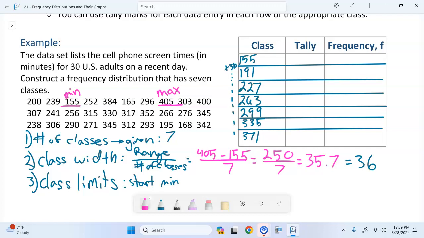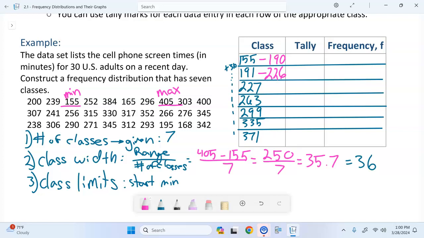Now we need our upper class limits. So our first group starts at 155, and it needs to go all the way up to the second group. The second group starts at 191. So where does our first group need to end? One before. At 190. And we can keep doing that and say, okay, the third group starts at 227. The second group needs to end at where? 226.